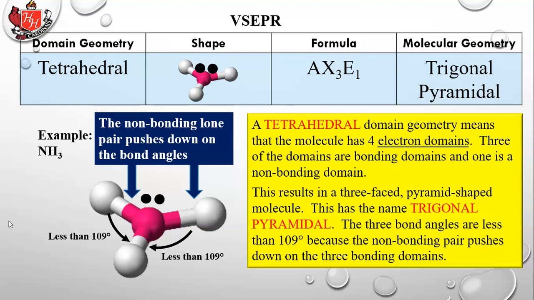It's not a flat molecule. Flat is planar. This is pyramidal, like a pyramid. The three bond angles are less than 109 degrees because the non-bonding pair, that lone pair up on the top, pushes down on the three bonding domains. So you can see in blue it says the non-bonding lone pair pushes down on the bond angles. So that makes the bond angle a little bit less than 109.